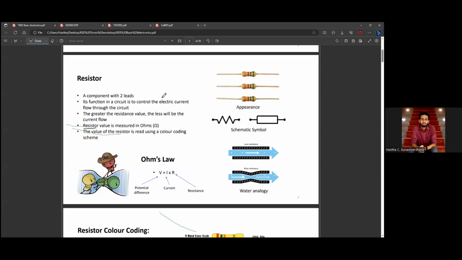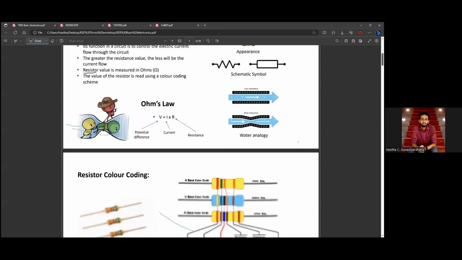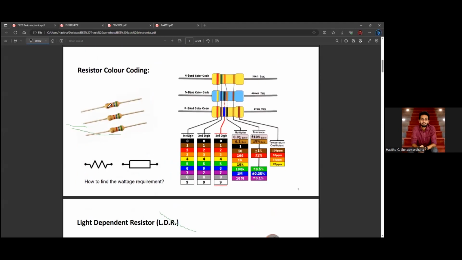and additionally, if we are going to control a large amount of current, we have to consider the wattage of the resistor as well. You know about the color coding, so you don't have to remember this. You can just Google the color code and use it.